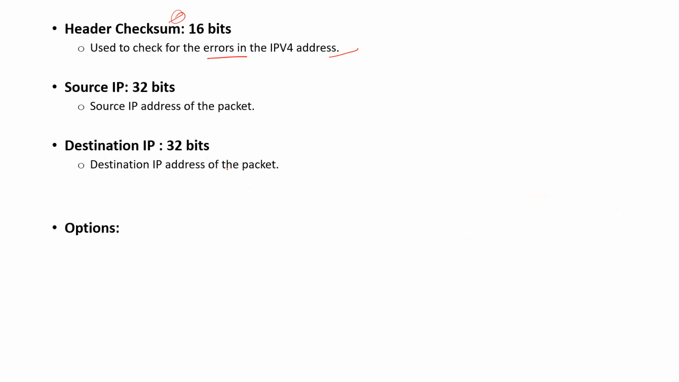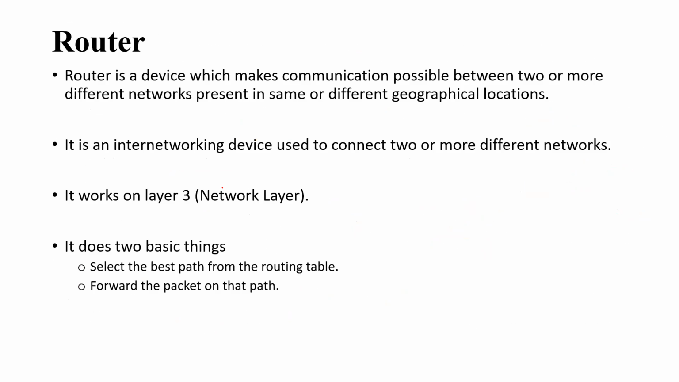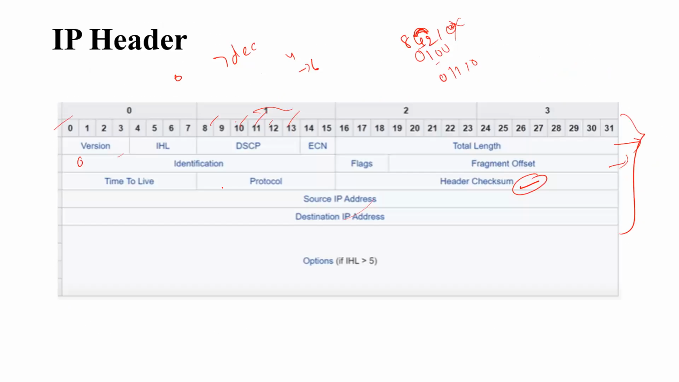And the source IP and destination IP address. Source IP is 32 bits and destination IP is also 32 bits. So this is about the IPv4 header. Okay, clear? Any doubts? Clear, okay.